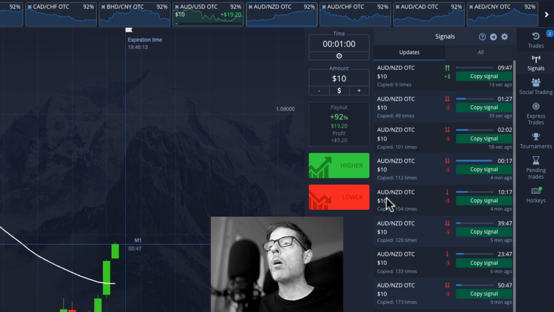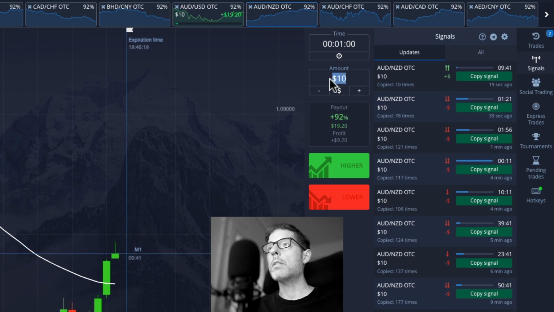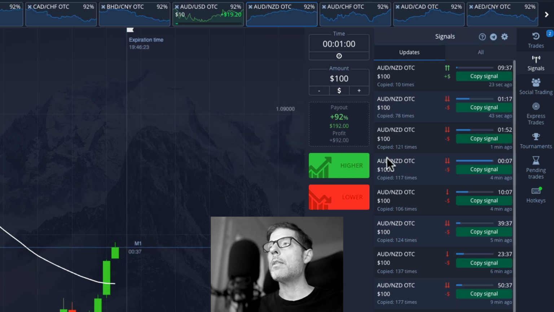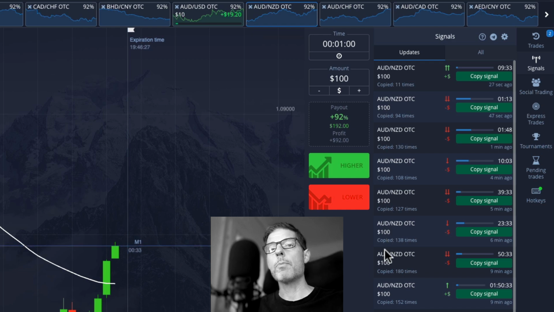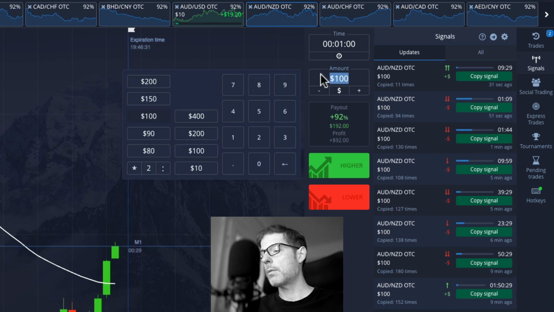Okay, and then it will also list the dollar amount that I have entered up here for the trade amount. At the moment, this is $10, but if I switch this to $100, then you can see that all of these signals have updated with $100. So if I click on copy signal, I will enter the market with $100.